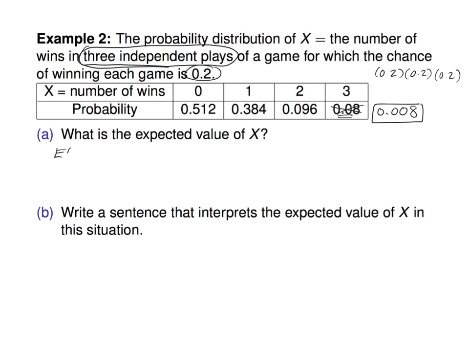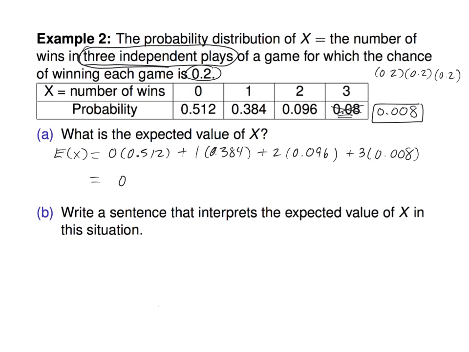So how would you find the expected value of x? You take the x's times their probabilities. And it's okay if that's 0 sometimes. Like 0 times 0.512 is going to be 0. 1 times 0.384. 2 times 0.096. And 3 times 0.008. Plus 2 times 0.096. 3 times 0.008. I got 0.6 for this.